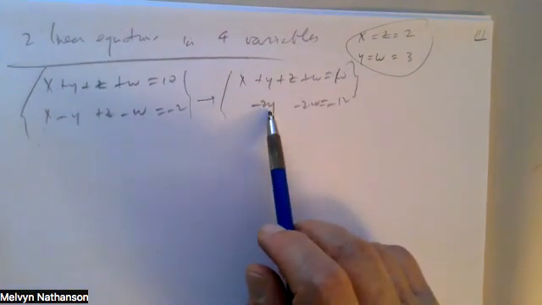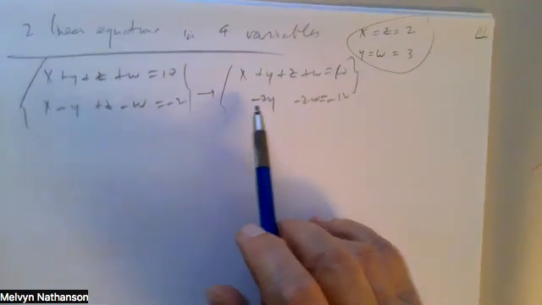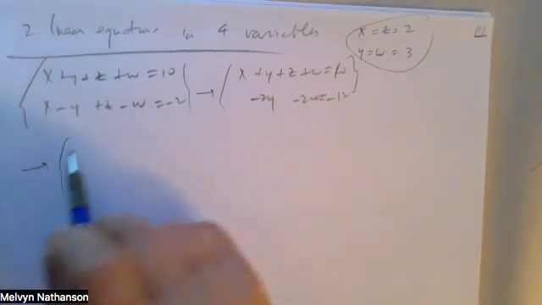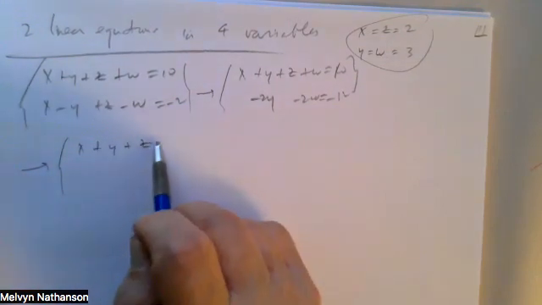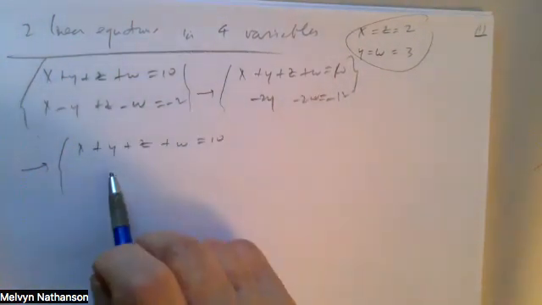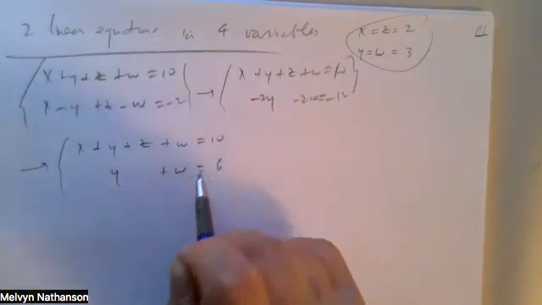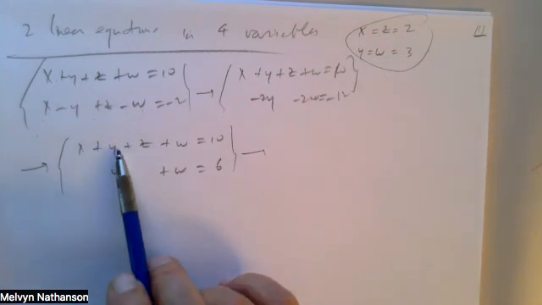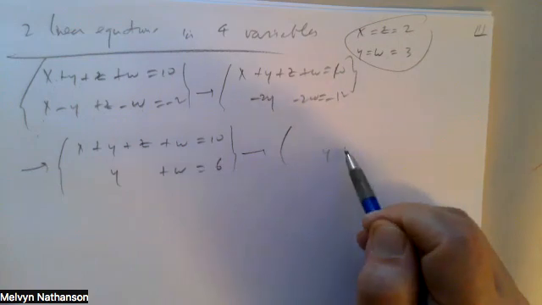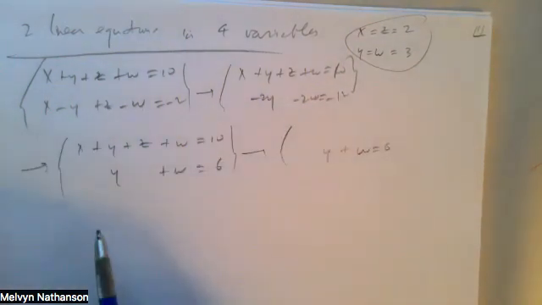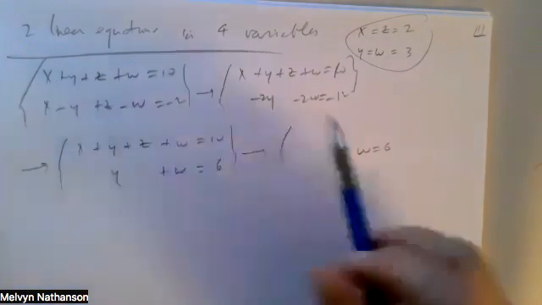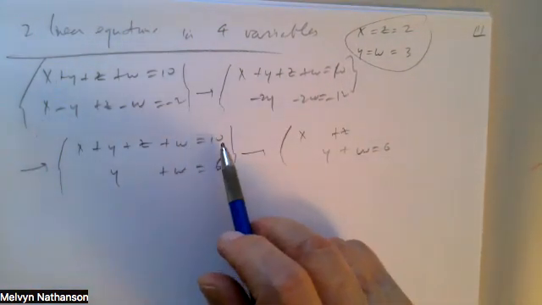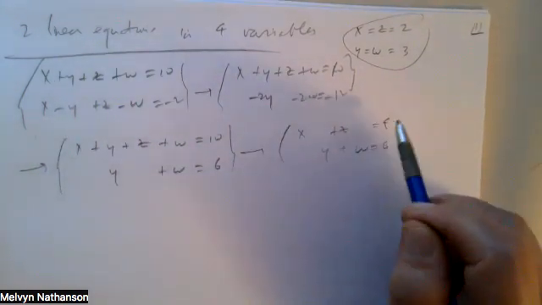Now, here I have y as the first variable that appears in the second equation. I want the coefficient of y to be 1, so I just divide the second equation by -2. The first equation hasn't changed. If I divide by -2, I get y plus w equals 6. Then I want to eliminate the y from the first equation. So I have y plus w equals 6 as the second equation. If I subtract the second equation from the first, I get x, the y's cancel, plus z, the w's cancel. 10 minus 6 equals 4.